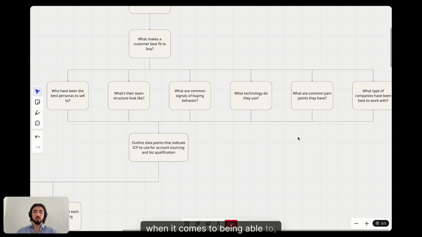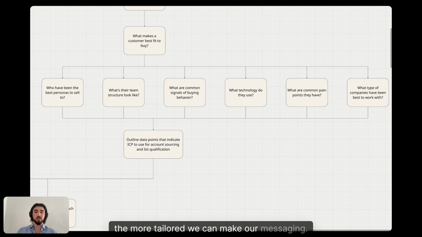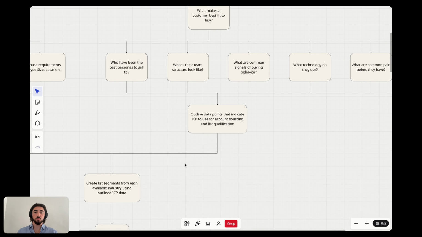When it comes to being able to really refine your messaging, the more specific the ICP, the more tailored we can make our messaging. It's okay if you can't make it super broad or super narrow, but at least having an idea of this, having a few of these, like understanding their technologies, what are common pain points they have, things like this is going to be important to your overall entire outbound campaigns and also your list building.